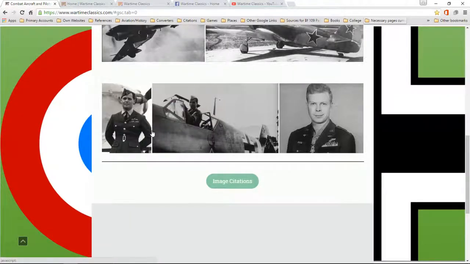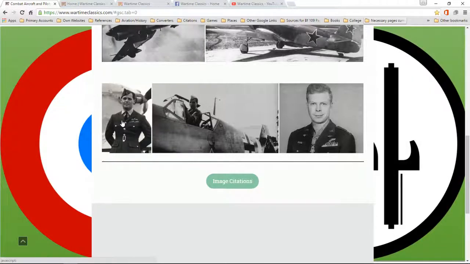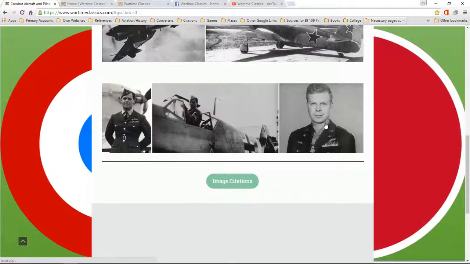Then I have the second collage, which contains aviators. This one has Douglas Robert Stewart Bader, Hans Marseille, and Richard Bong.